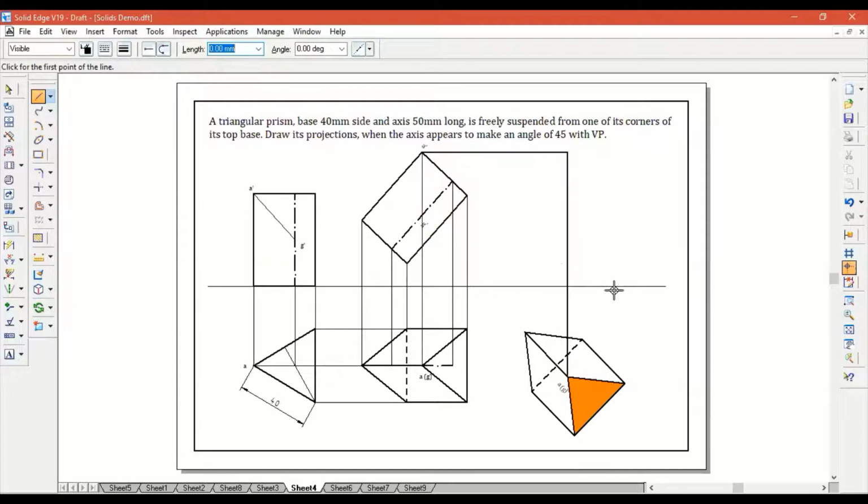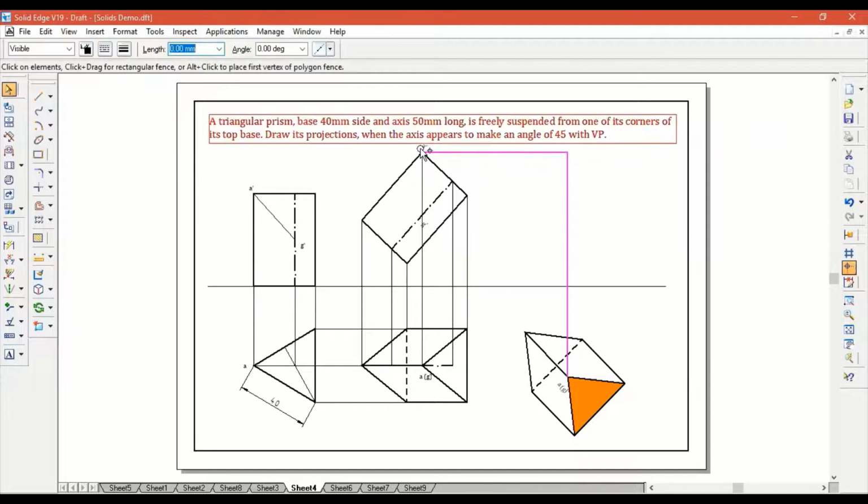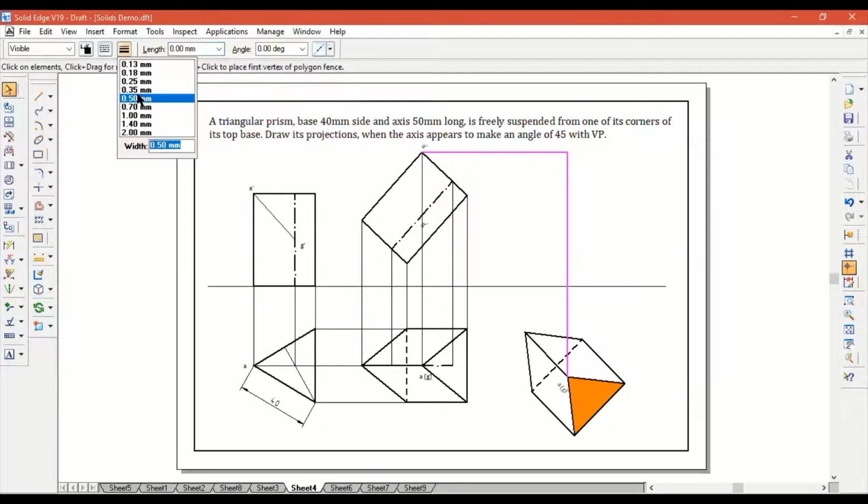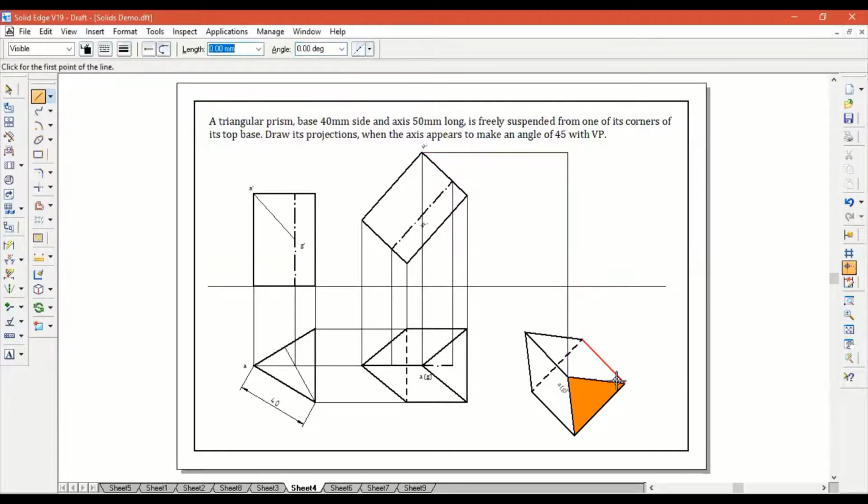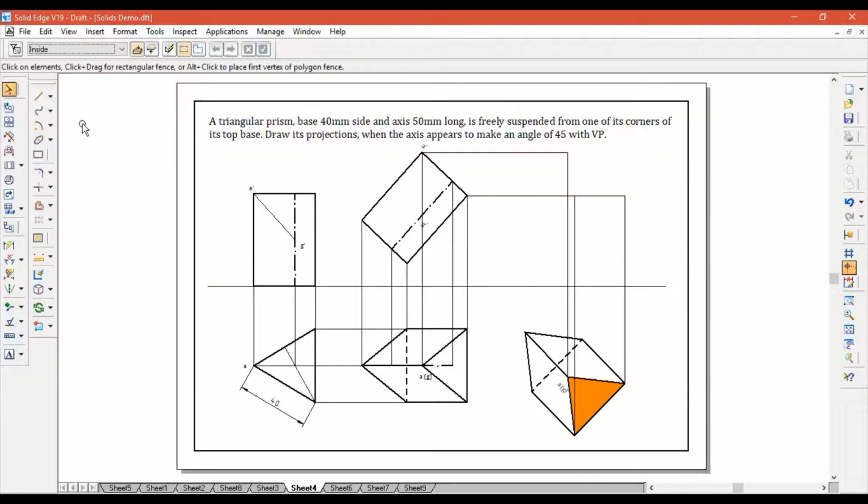Again, be careful and ensure that line thicknesses are maintained whenever you draw the projected lines. They have to be thin. So that's my top base identified.